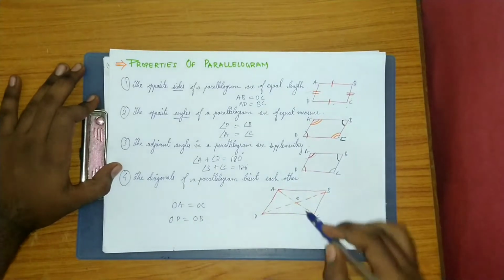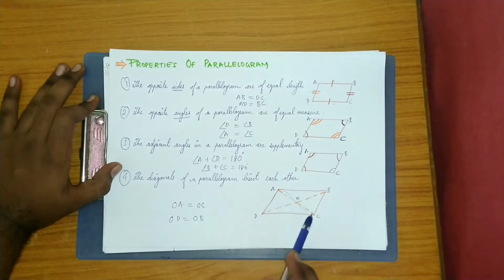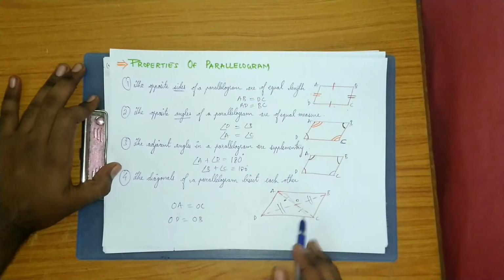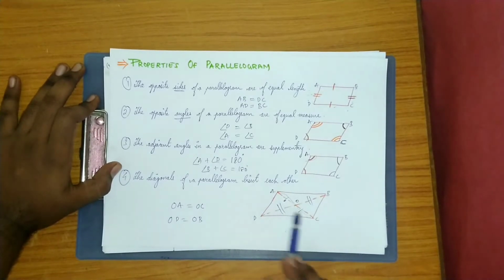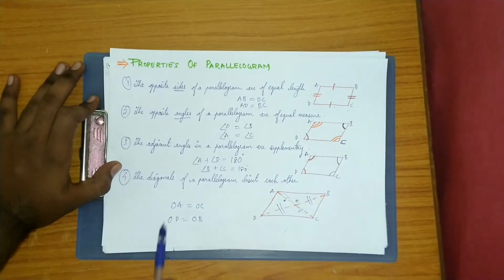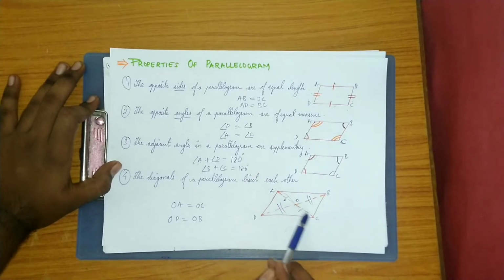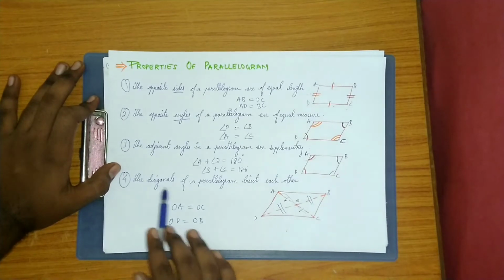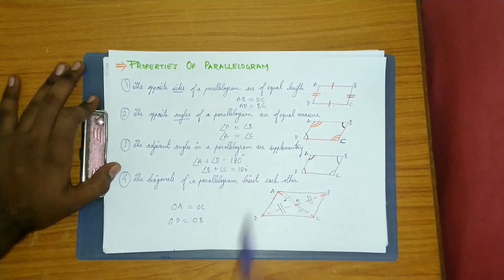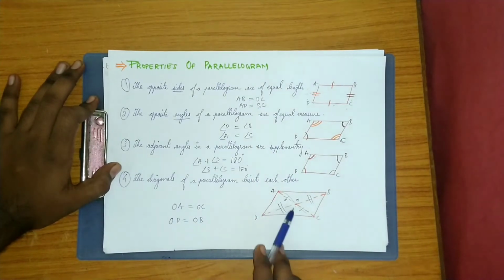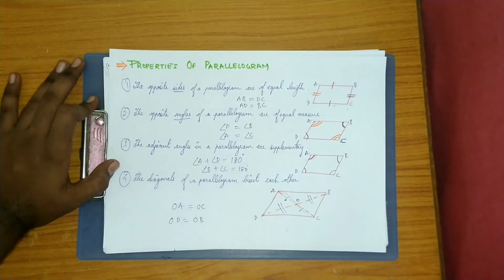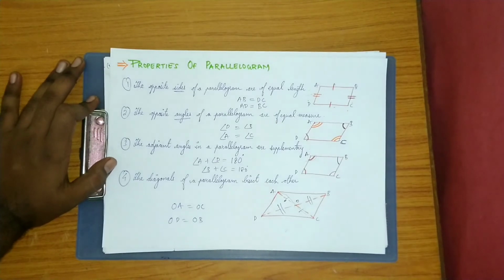Here you can say this diagonal AC will be divided into two parts. That means the midpoint will be O. So these two will be equal, and these two will be equal, but the other sides will not be equal. You can observe here OA will be equal to OC and OD will be equal to OB, since the diagonals of a parallelogram bisect each other. Bisect means dividing into two equal parts, and O represents the midpoint. So these are the four properties you need to study so that you can solve the problems in the given exercises. Fine, have a nice day.